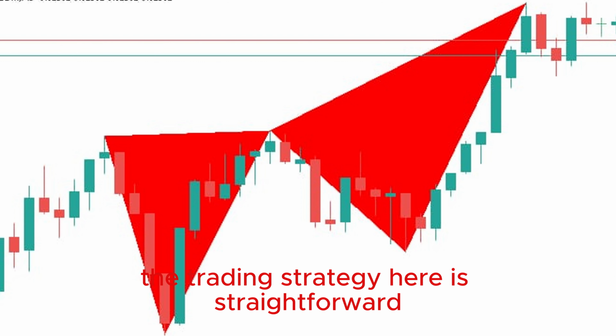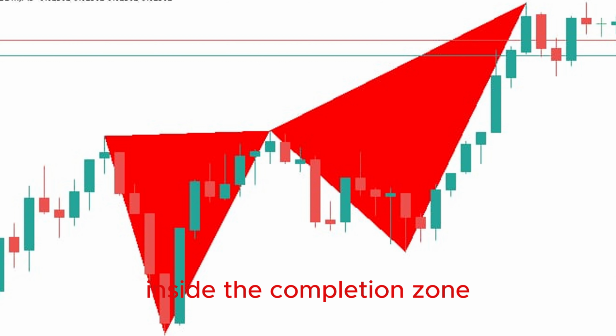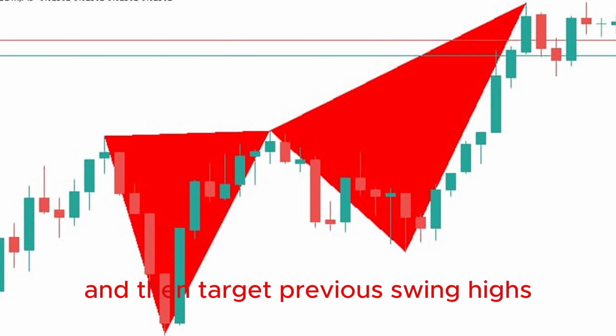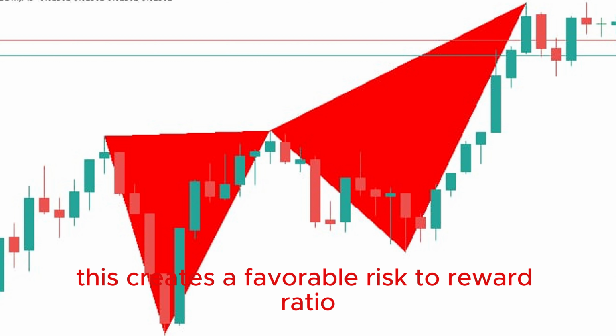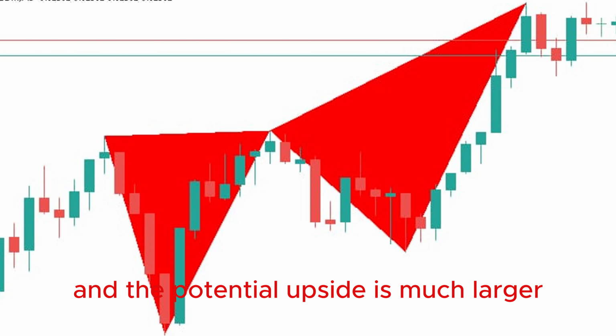The trading strategy here is straightforward. Traders look to enter long positions inside the completion zone, place their stop loss just below the lowest point of the pattern, and then target previous swing highs or Fibonacci extension levels for profit. This creates a favorable risk-to-reward ratio, since the invalidation is clear and the potential upside is much larger.